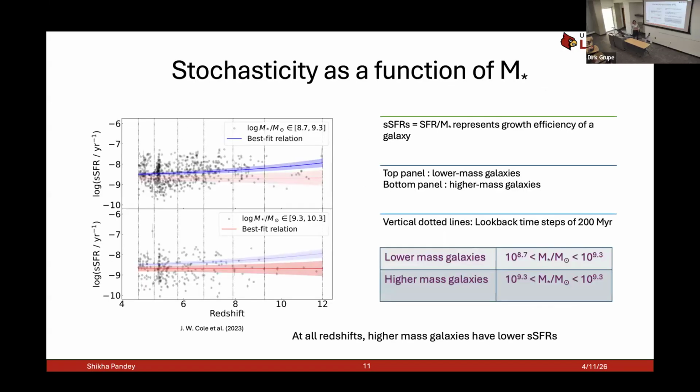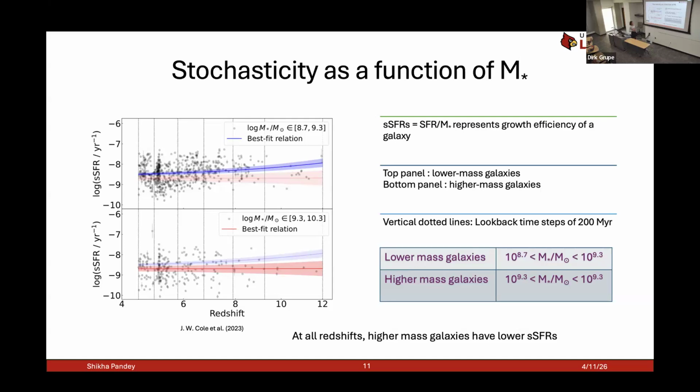So quantifying stochasticity as a function of different parameters like mass and gas supply can tell us a lot more about the galaxy and the physical processes that we're trying to look into. Going back, SSFR, that's specific star formation rate, as a function of stellar mass, just represents the growth efficiency of a galaxy.